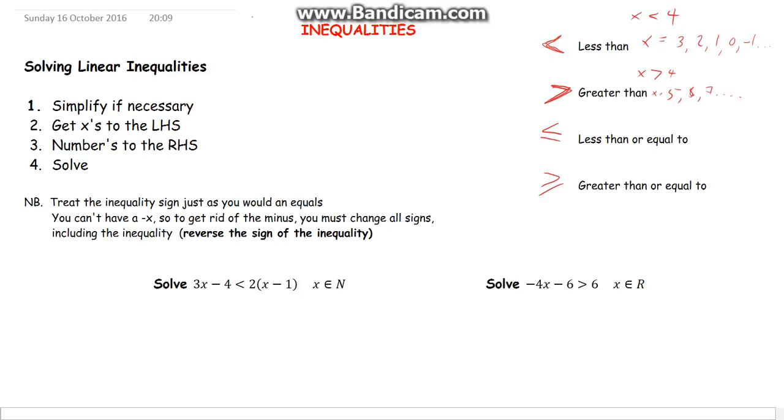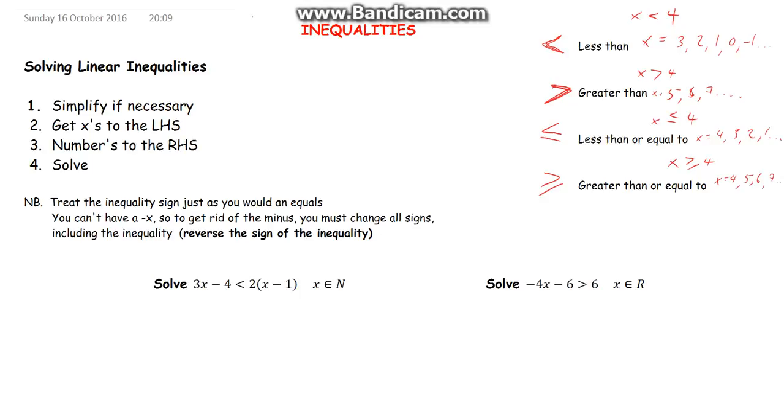You get the drift. If x is less than or equal to 4, that's going to be x is equal to 4, 3, 2, 1, and so on. We obviously include the 4 because the equal to means that it's inclusive of 4 as well. And then if x is greater than or equal to 4, we'd include 4, 5, 6, 7 because they're bigger than 4.